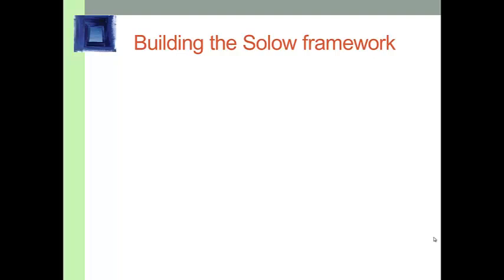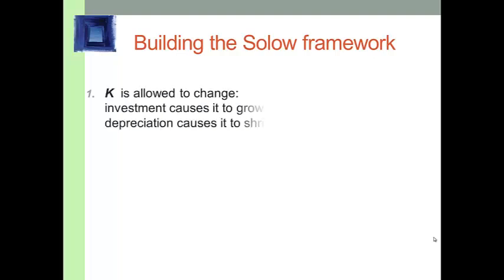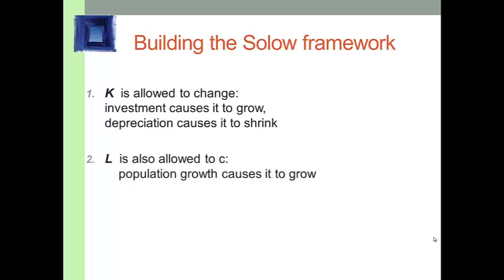Let's build our Solow framework that we're going to use to show why economic growth matters. K is capital stock, and it is allowed to vary. Investment expands the capital stock, and depreciation reduces the capital stock. L is labor, and it is determined by population growth.